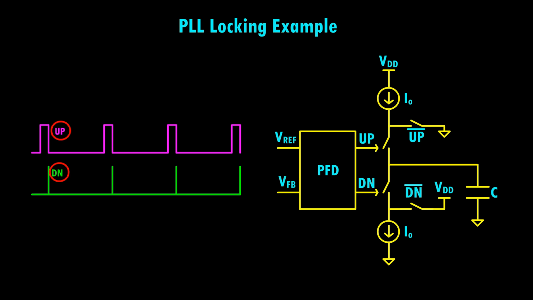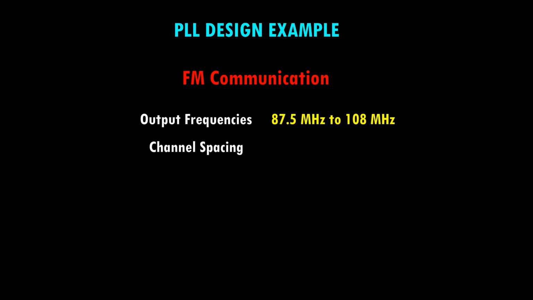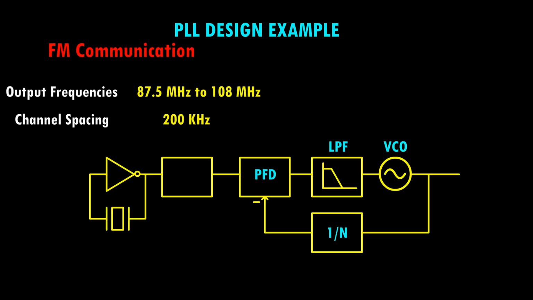Now, with the basic understanding of PLL in place, let's see how a PLL can be used to synthesize frequencies for some common communication standard. Let's take an example of an FM communication whose output frequencies lie from 87.5 to 108 MHz with a channel spacing of 200 kHz. The PLL needed to generate FM output frequencies can be designed as shown.